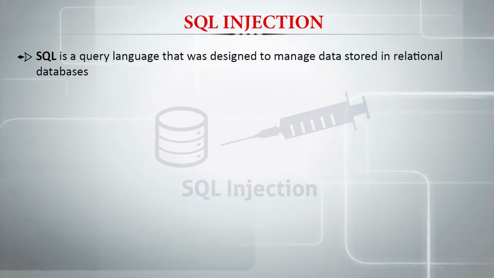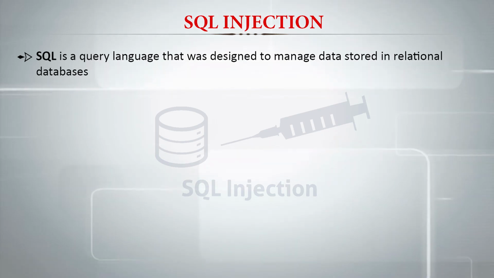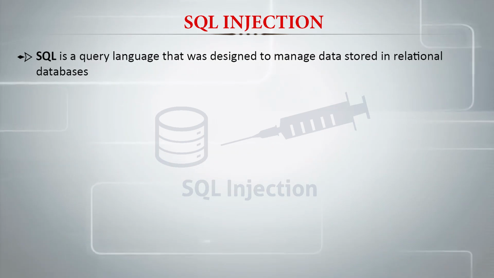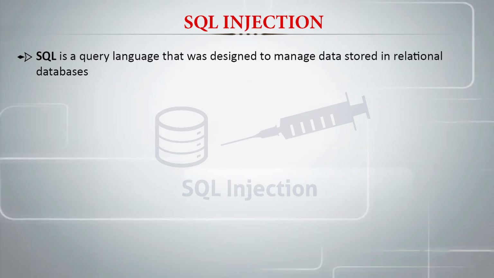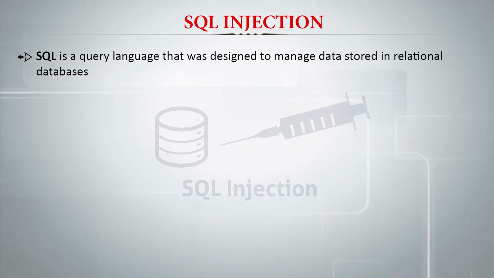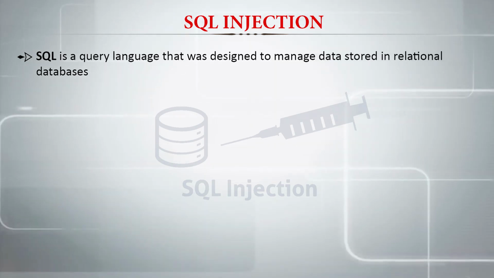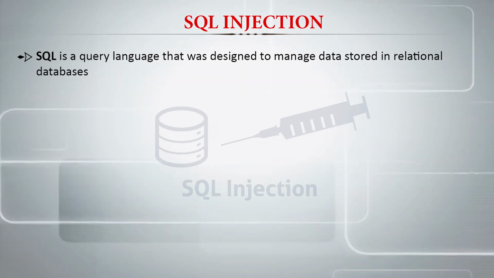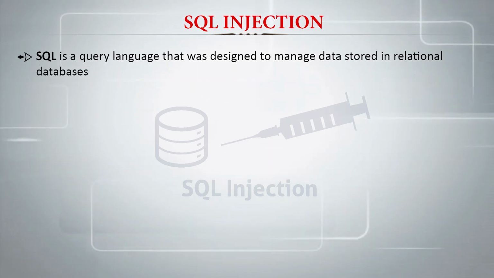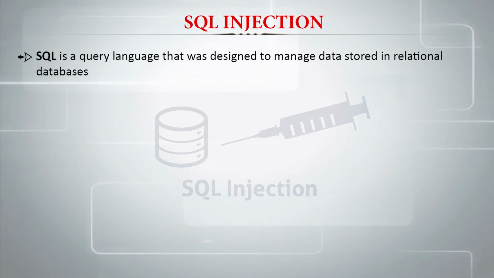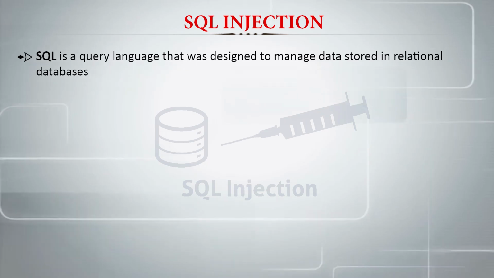SQL is a query language that was designed to manage the data stored in relational databases. Today, the relational database is the primary database. Most of the commercial databases are relational because of their simplicity. And SQL is a query language which manipulates the data stored in the form of these relations. In relational databases, data are stored in the form of tables.